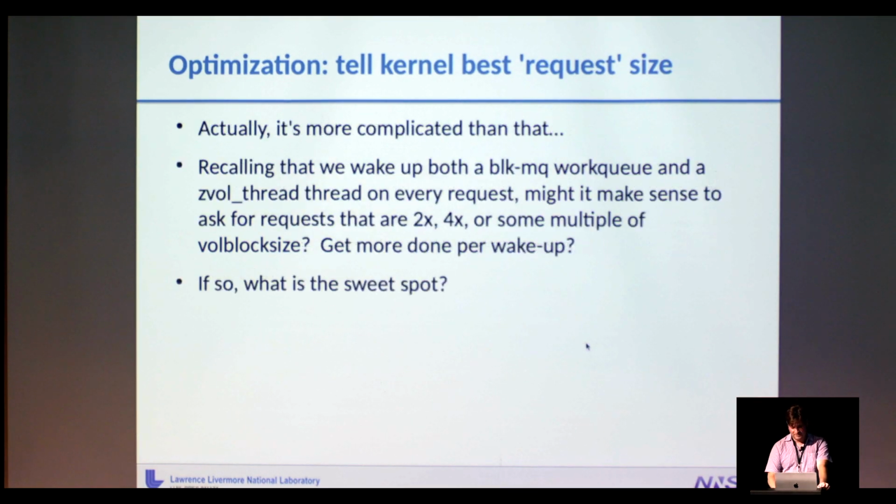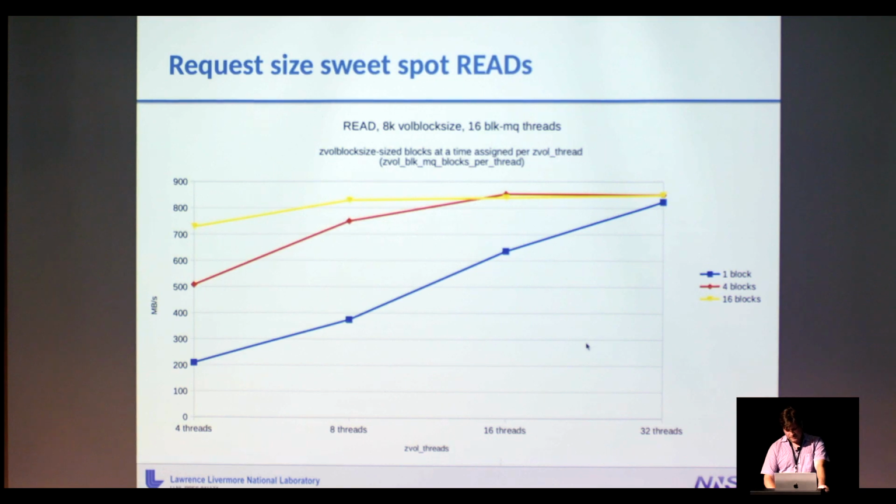So then the question becomes, what's the optimal block size? If I have vol block size as 1 megabyte, do I want it to be 1 megabyte or 2 megabytes or 4 megabytes? So I ran some benchmarks to try to find the sweet spot. This is a graph with different numbers of blocks, or different request sizes, and different numbers of threads. But the takeaway here is the more blocks you request, the faster your reads go. So this is a parallel read test. So more blocks, better for reads.